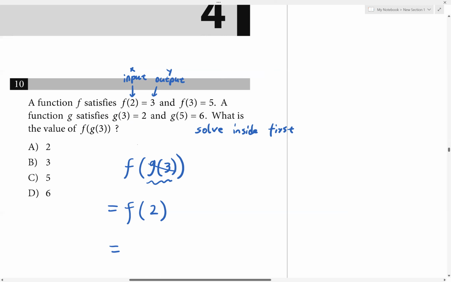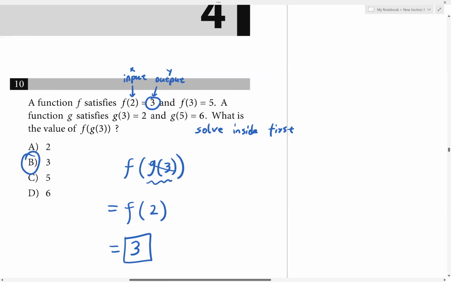Then what's f of 2? Well, we already know that. They give us that f of 2 equal to 3. So that is our final answer, 3. That's the final answer for this question, which is letter B.